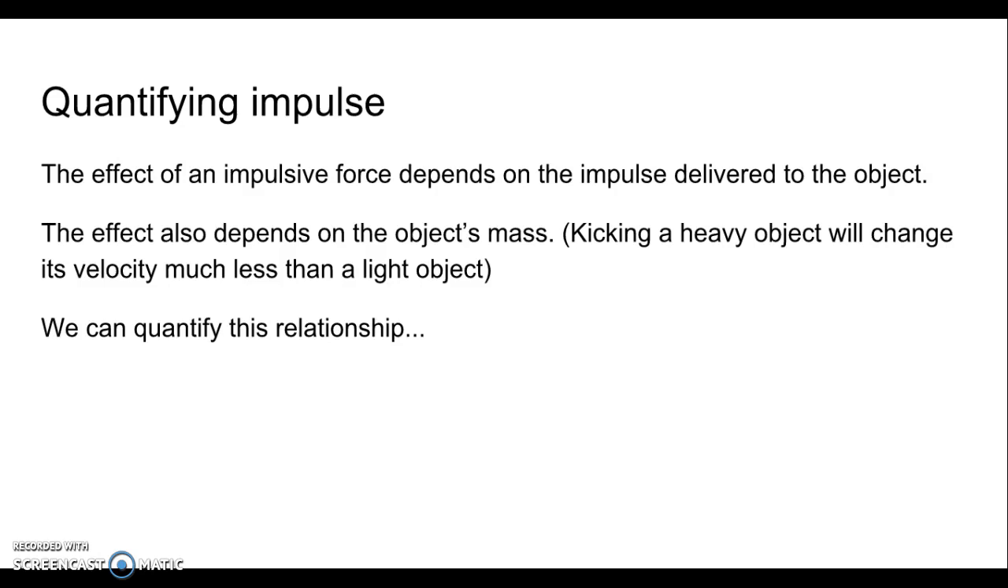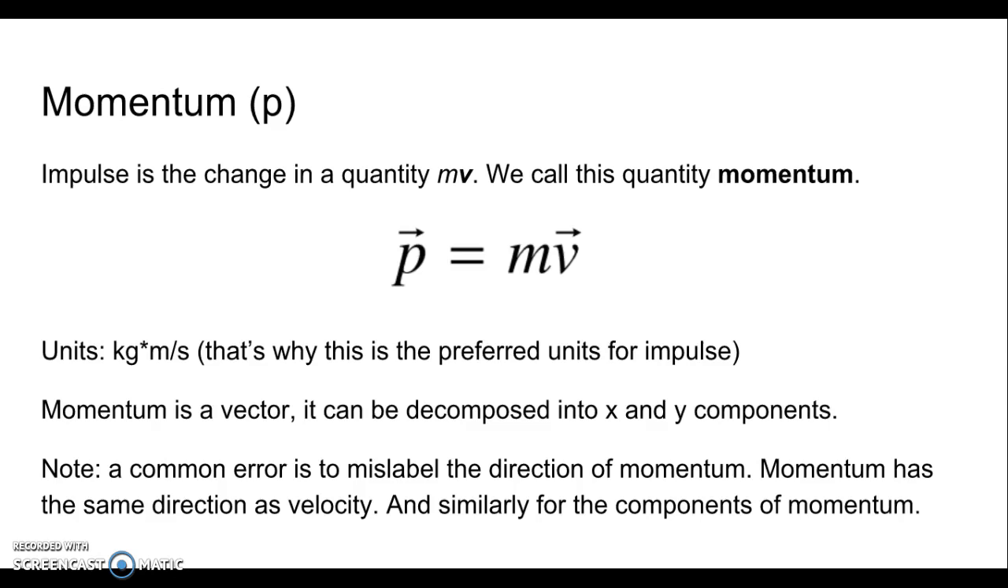So we can also quantify impulse in a different way. When we're dealing with collisions, the effect on an object depends on the object's mass, right? Kicking a heavy object is going to change its velocity much less than a light object. So it's kind of thinking about inertia. But we have another name for this. We're going to quantify this relationship as momentum.